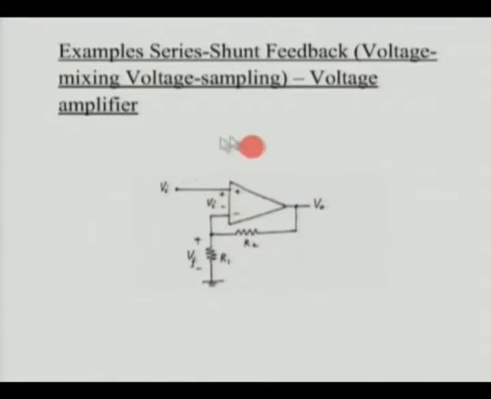So this is a circuit which is an example of series shunt feedback. We could remember, at least this particular example, that a non-inverting amplifier is a case of series shunt feedback, and that's an example of a voltage amplifier, therefore it is a series shunt feedback circuit.